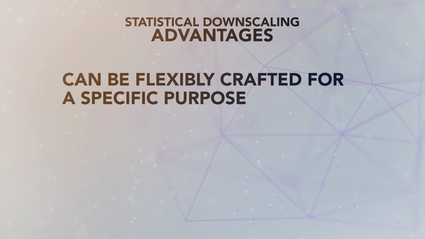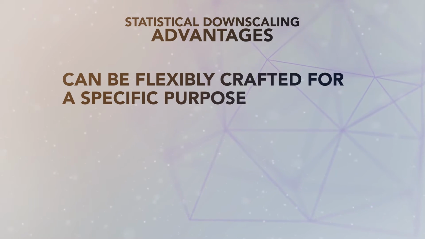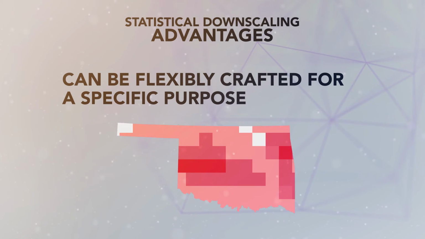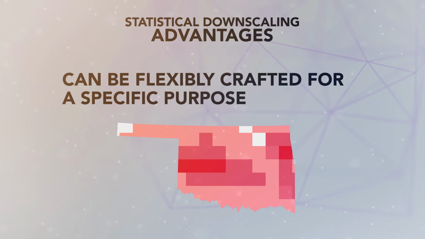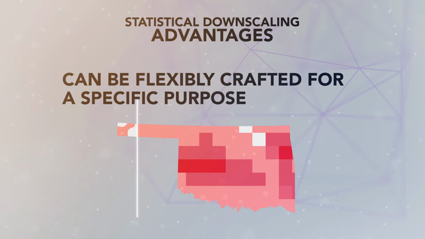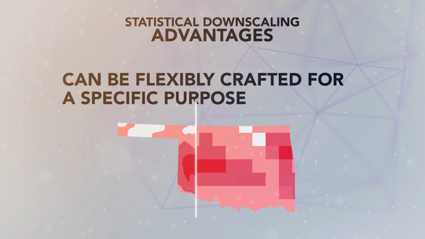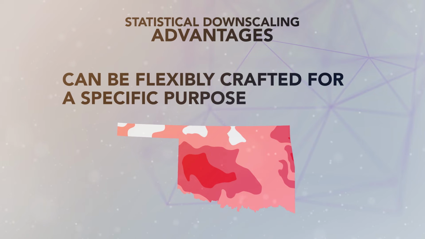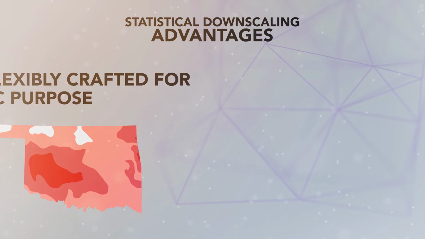Second, statistical downscaling can be flexibly crafted for a specific purpose. Let's say you're really interested in potential impacts of climate change in Oklahoma. Statistical downscaling does make it simple to craft a relationship and downscale to capture specific features of interest just for that region. That makes it simple to get information about change specific to your region.